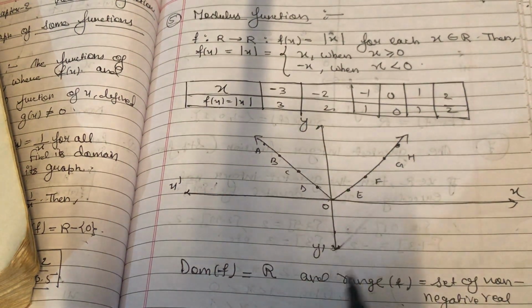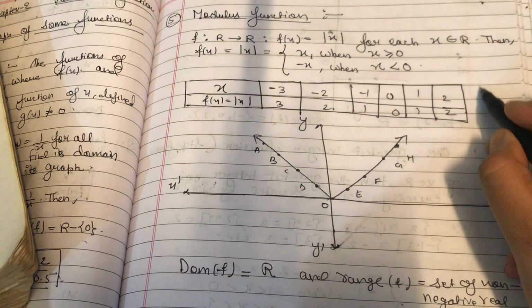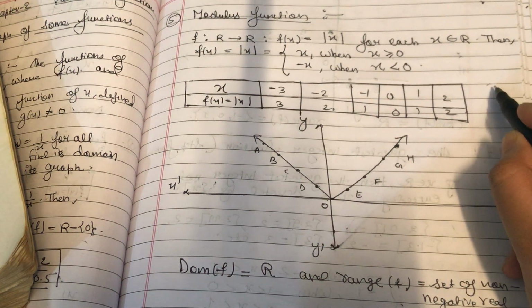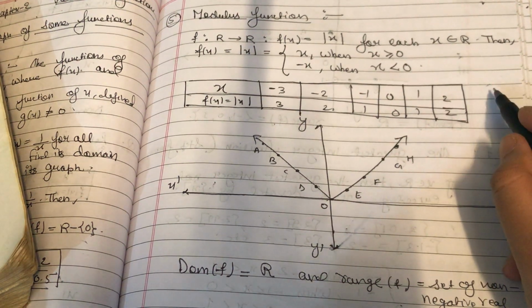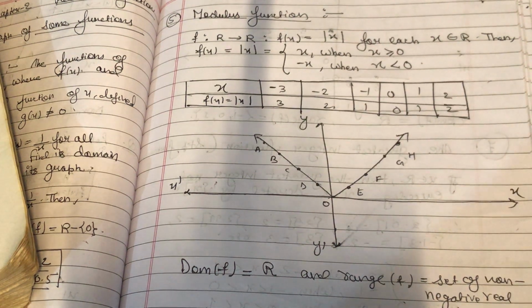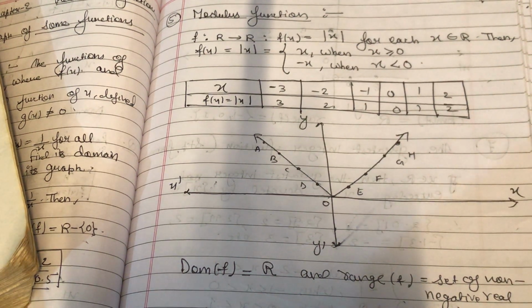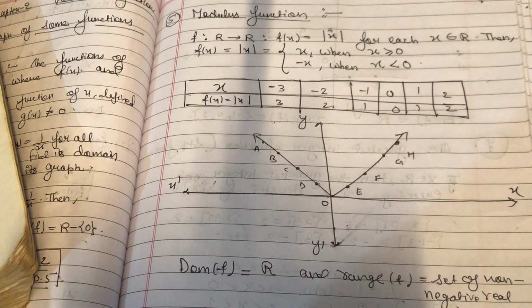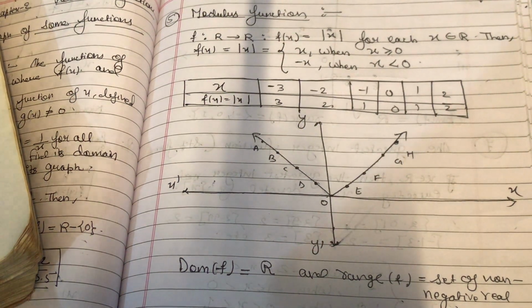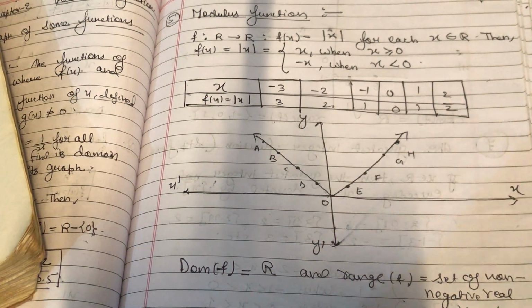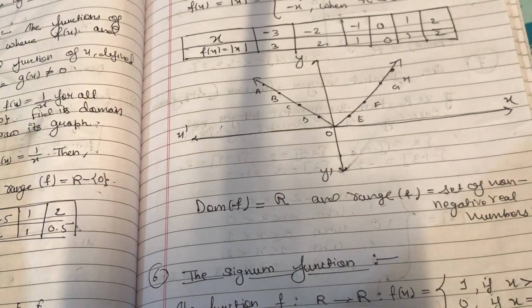Fine. And mod means that simply if we put any negative number inside the mod, the value is going to be positive. If a positive value is inside the mod, then definitely its value is going to be positive. So in any case, we are going to get a positive value if we put any number inside the mod. This is the basic meaning of mod. So that was about the domain and range.